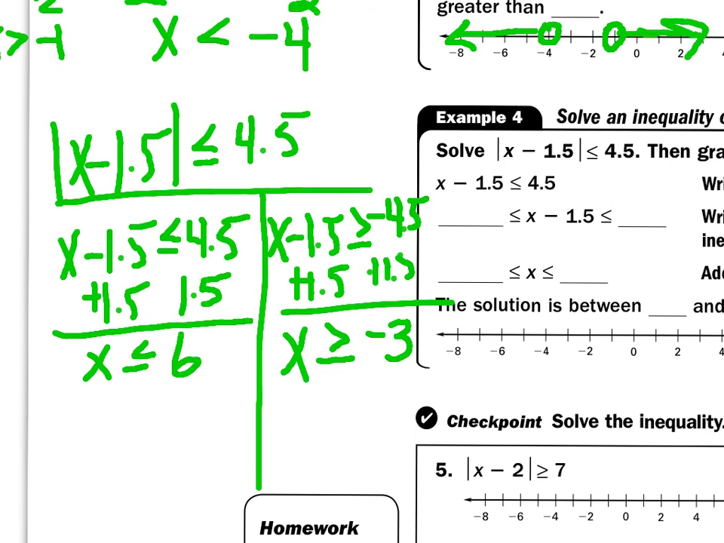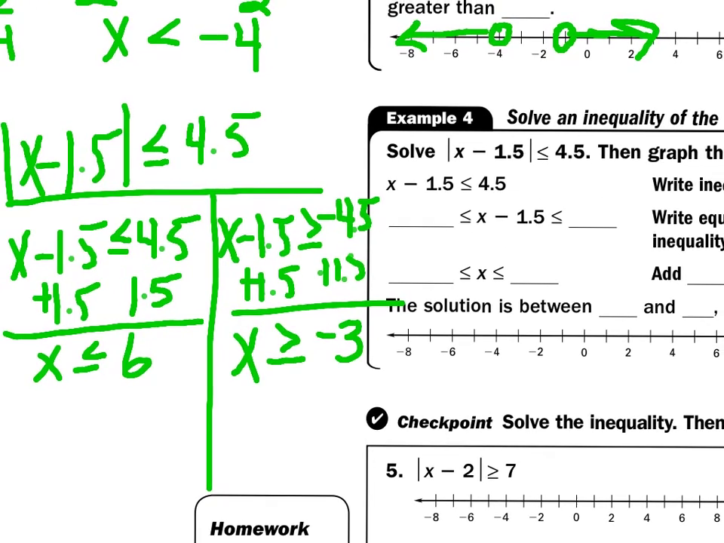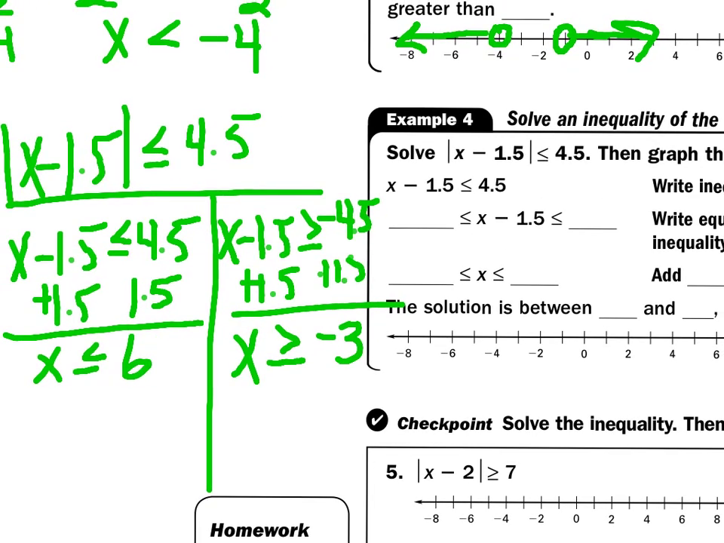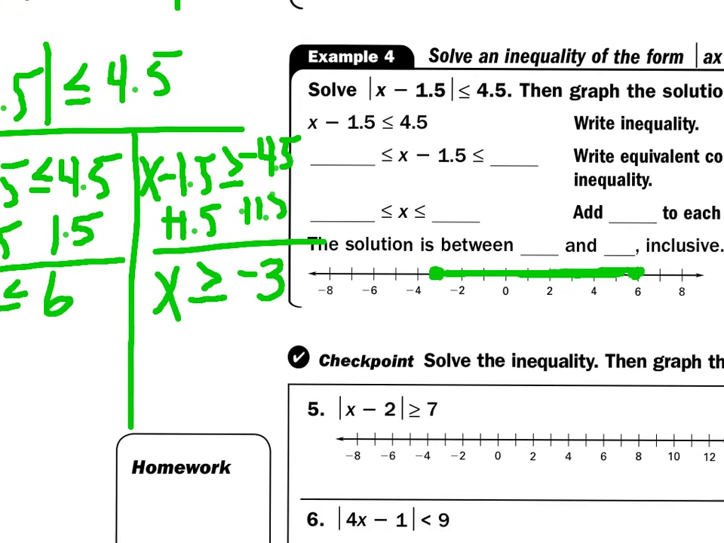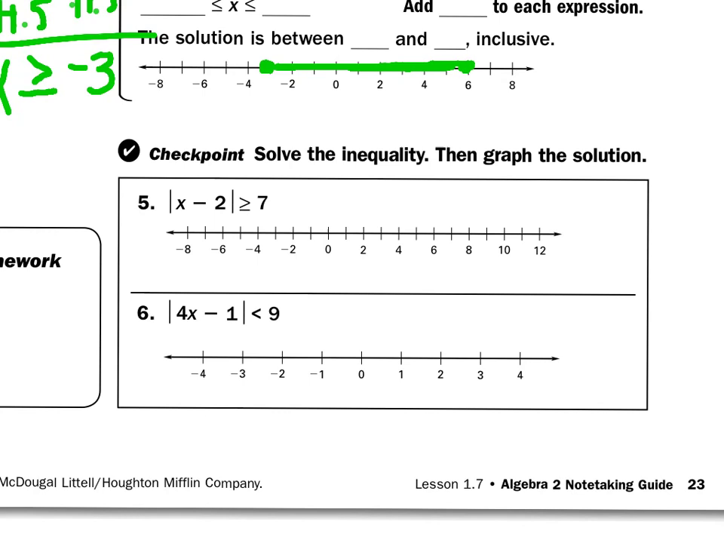So to graph it, find my 6, and it is a closed dot because it's less than or equal to. And color it this way. And then x is also greater than or equal to negative 3. So I color it this way. And that would be my solution. So checkpoints, solve the inequality, then graph the solutions.